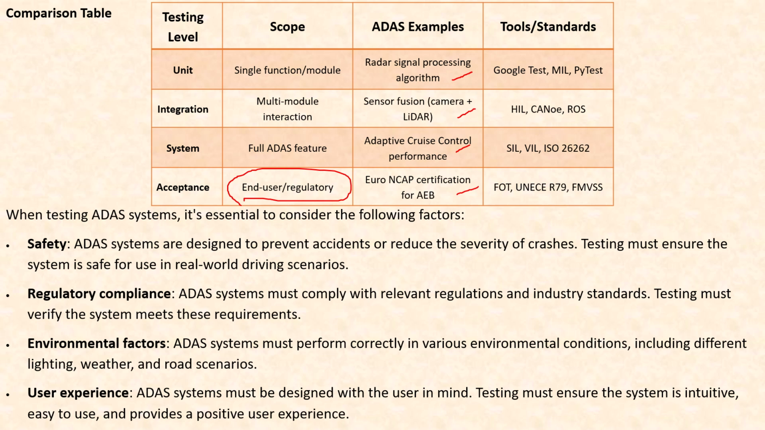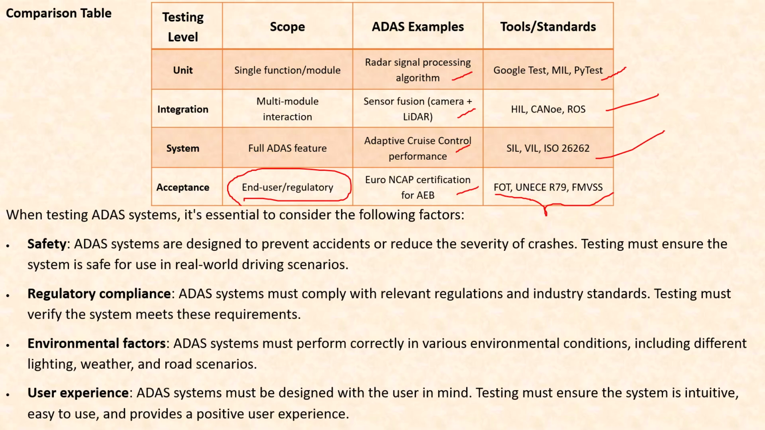Now what are the various standards? For unit, it is Google testing or MIL or PyTest. For integration, it is HIL. For system, it is SIL, WIL or ISO 26262. And for acceptance, these are all the various regulatory standards that need to be met so that they are allowed into the market.